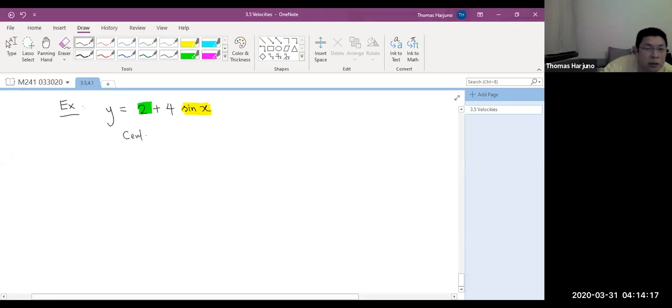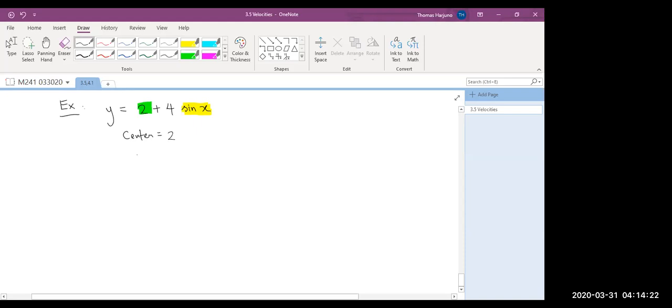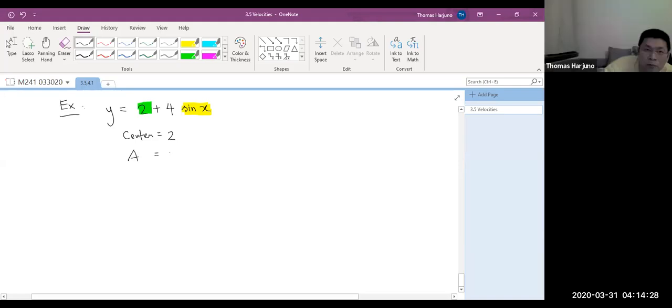Center is what? 2. The amplitude is 4. We look at the coefficient of the trig functions. Therefore, the maximum will be from the center, you add the amplitude. And the minimum will be from the center, we subtract the amplitude. Okay, therefore the range is from -2 to 6.